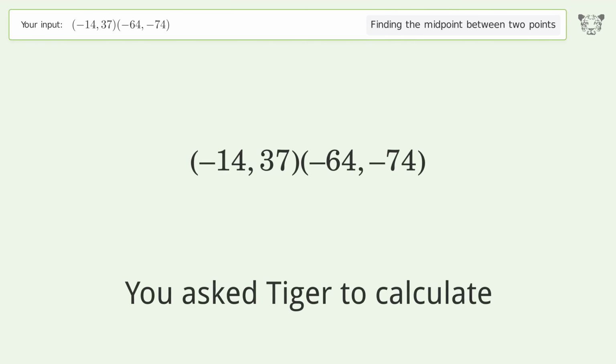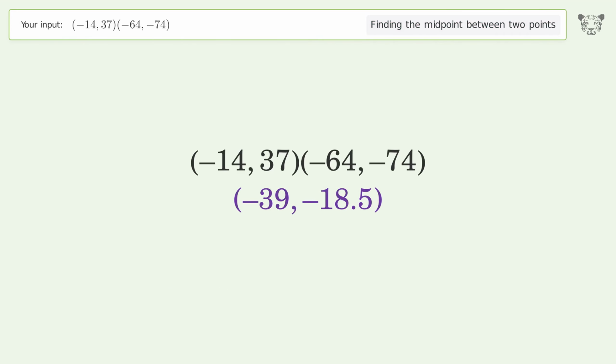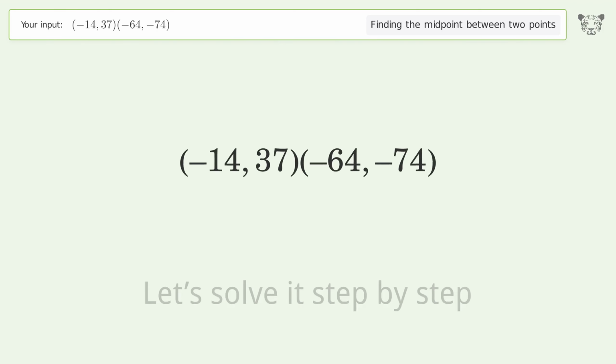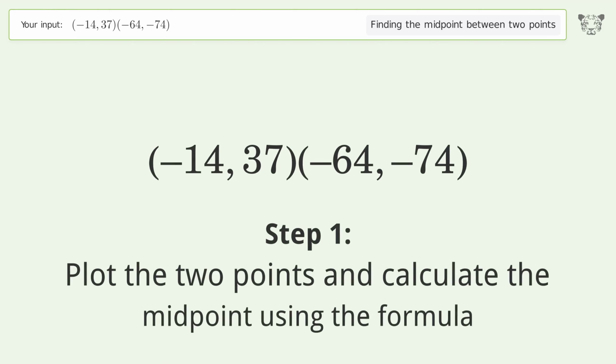You ask Tiger to calculate. This deals with finding the midpoint between 2 points. The midpoint between the 2 points is -39, -18.5. Let's solve it step by step. Plot the 2 points and calculate the midpoint using the formula.